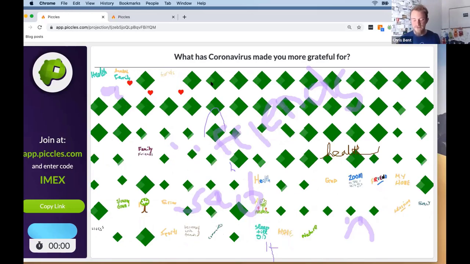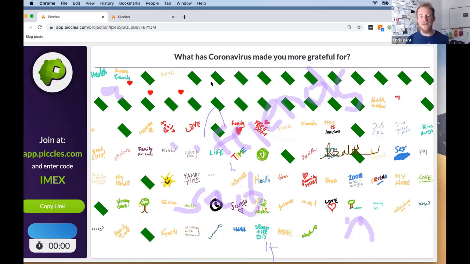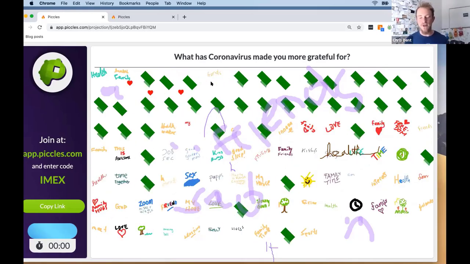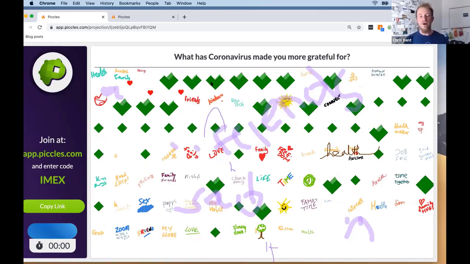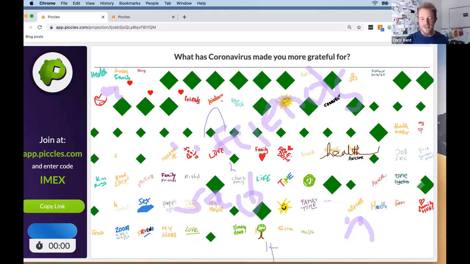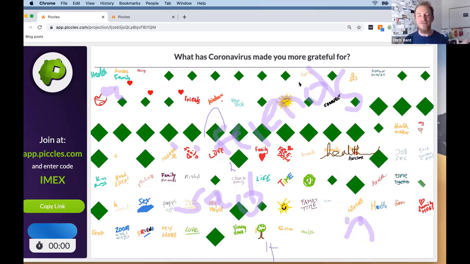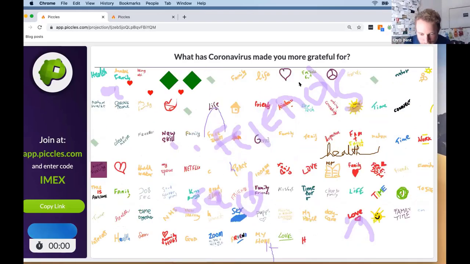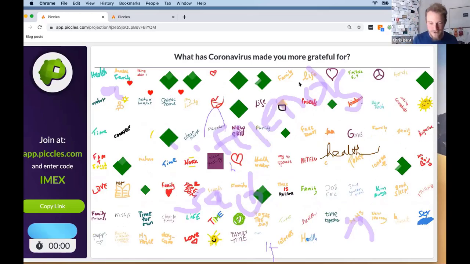You guys can feel free to keep drawing. What has the coronavirus made you feel more grateful for? I'm looking right now, and we already have over 300 drawings here. And so this is blowing my mind, just at the amount of content that we were already able to generate in this short period of time.